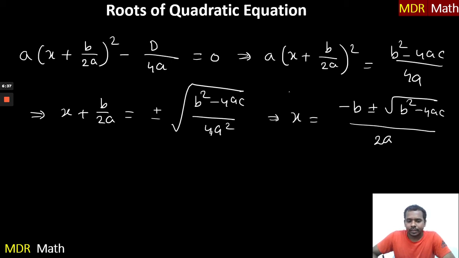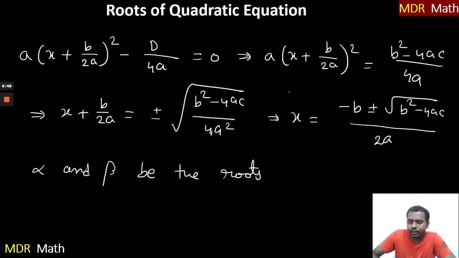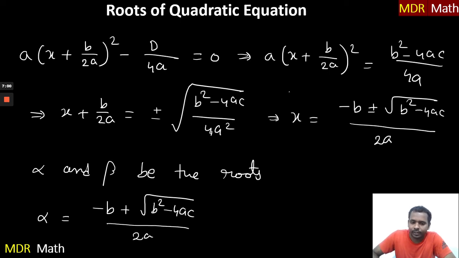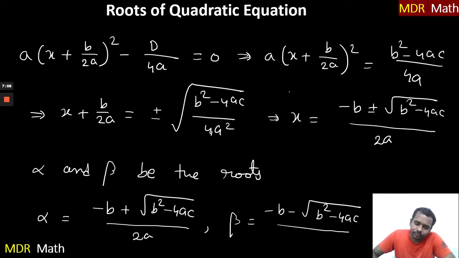Right? So most of the time, we are going to use alpha and beta with the roots of the quadratic equation, so that you can write alpha is equal to minus b plus root of b square minus 4ac by 2a, and beta is minus b minus root of b square minus 4ac by 2a. Right? So they are the roots of the given quadratic equation.